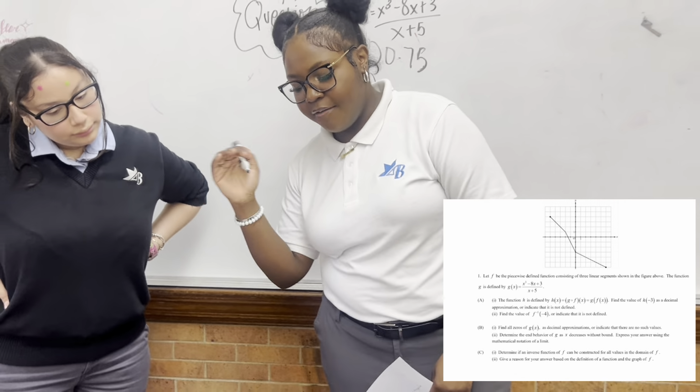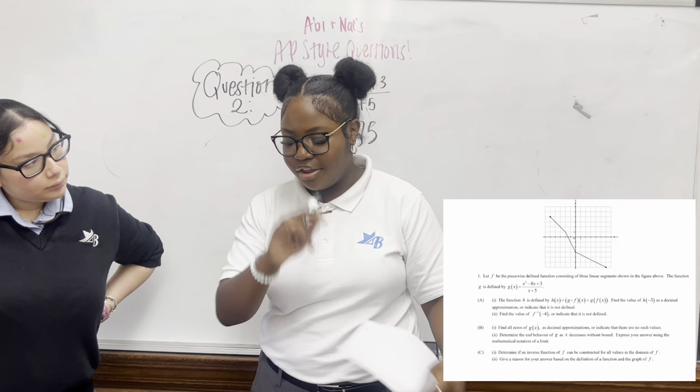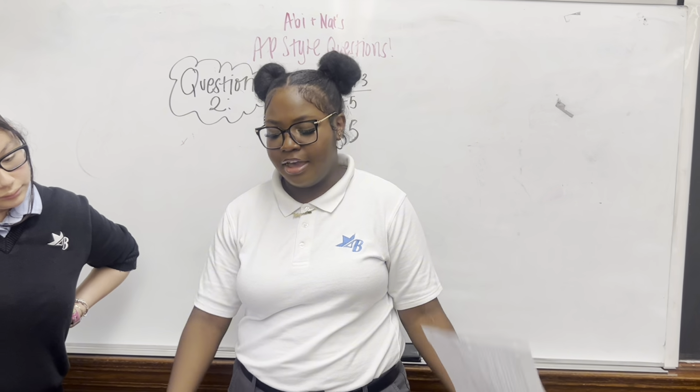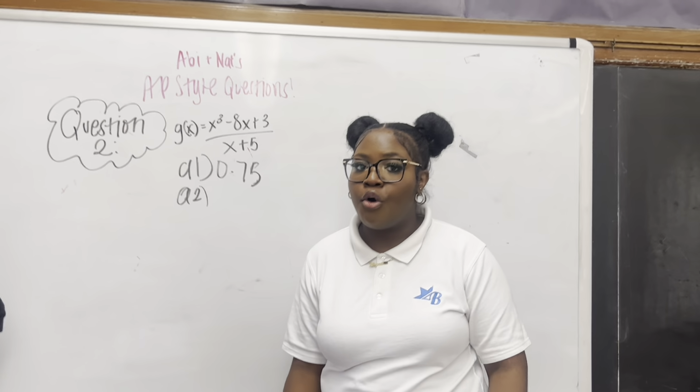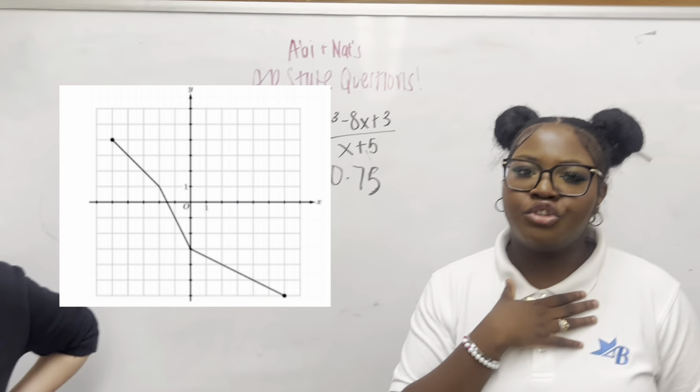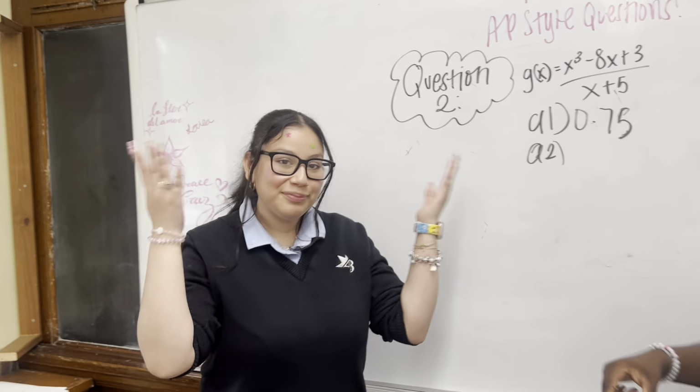Find the value of f of the inverse of negative 4, or indicate that it's not defined. For this, you're gonna need our good old graph. Now me, I don't do well with graphs. Take it away now, B. Show them how you found it on the graph.